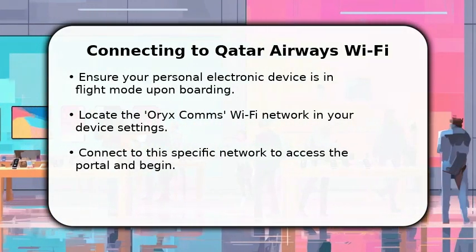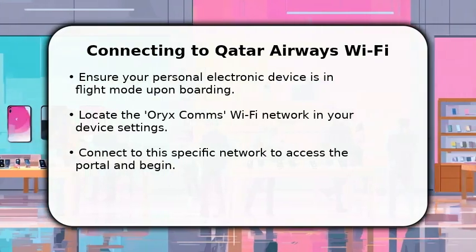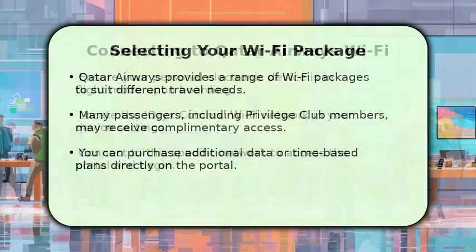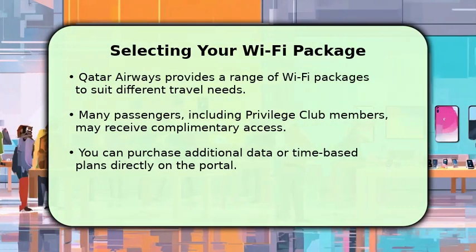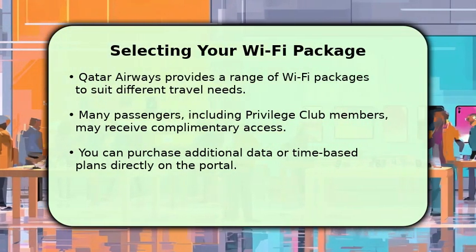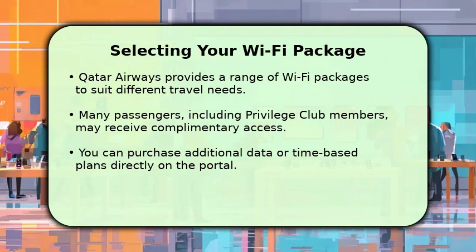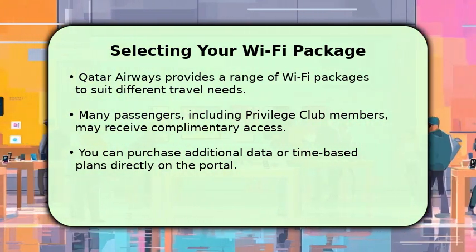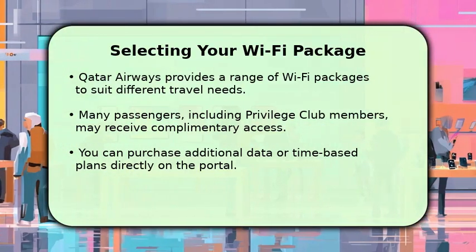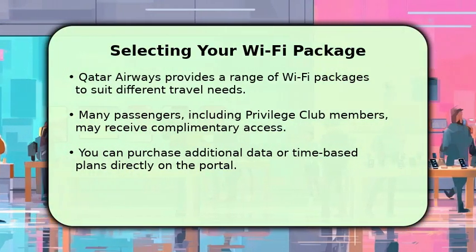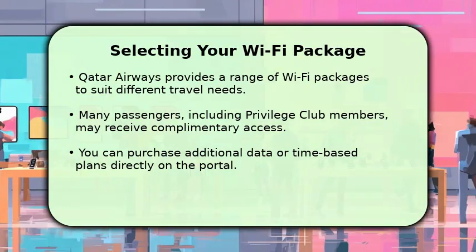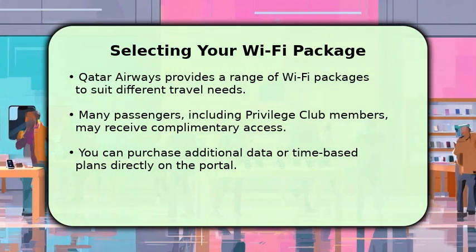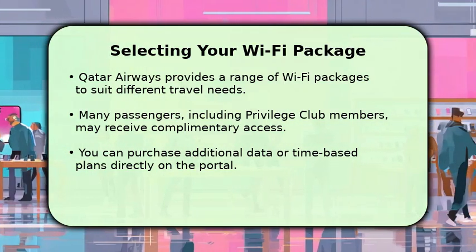Select this network to connect, and your device should automatically redirect you to the Wi-Fi portal, ready for the next steps. Once connected to the Oryx Comms network, you will see a variety of Wi-Fi packages available. Some passengers, such as Qatar Airways Privilege Club members or those in certain cabin classes, might receive complimentary access. If you need more data, simply choose a plan that fits your requirements, like a 3-hour pass or a 100-megabyte bundle, and complete the purchase securely through the portal.